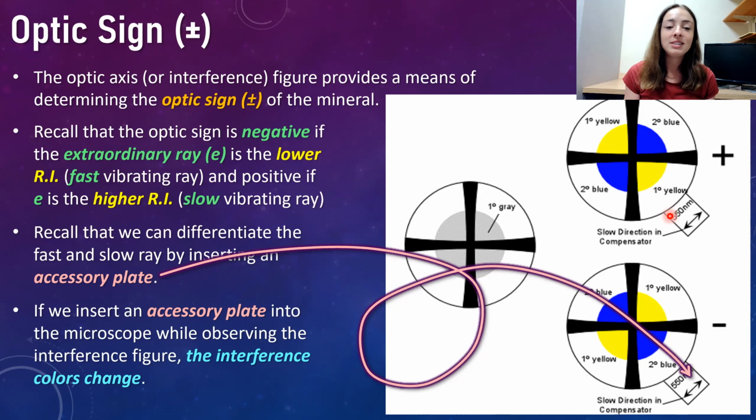how light going through this thin section is vibrating in 2 perpendicular directions, and one ray is fast and one ray is slow. And we talked about how to differentiate between the fast and the slow ray by using what's called an accessory plate. So if we insert this accessory plate into the microscope while observing the interference figure, the interference colors change. We can see this because the before picture of the field of view shows a regular old quartz example where you have your cross, and then you have these gray quadrants of your interference gray color for your quartz.